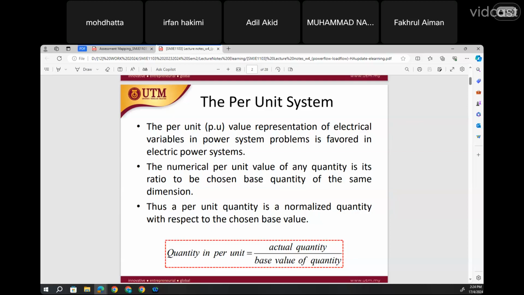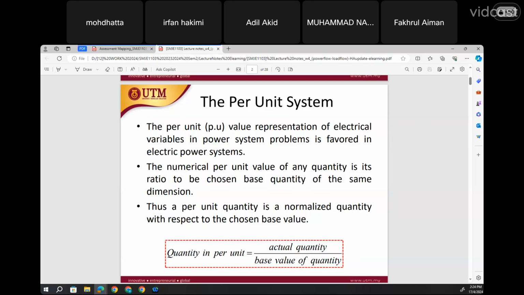The quantities, or the value of per unit quantity, are slightly lower compared to what we have in practice or in our system. So we can have one reference, and all the values in the network would refer to that particular reference, also known as the base value.